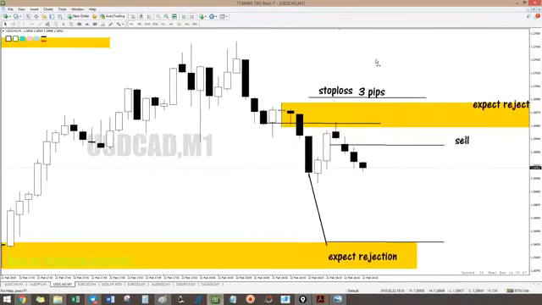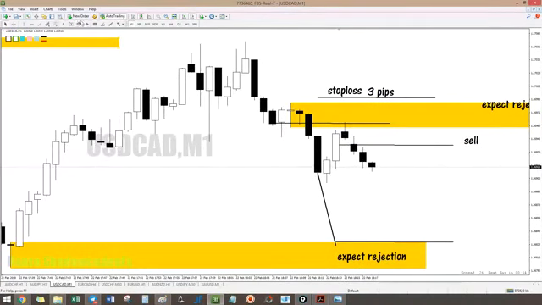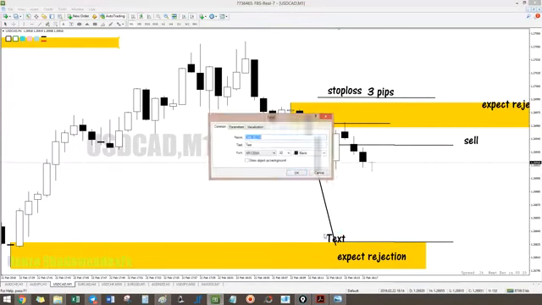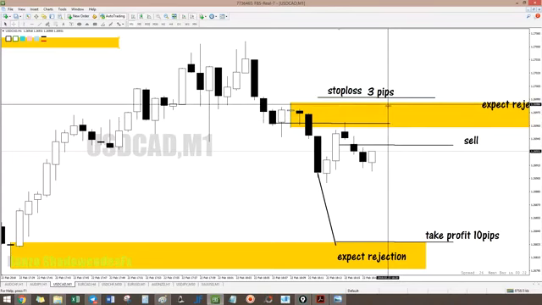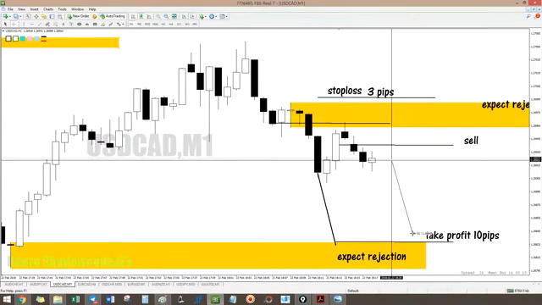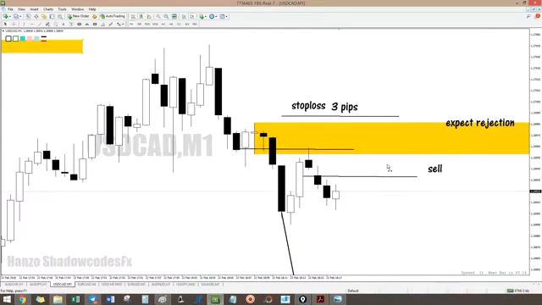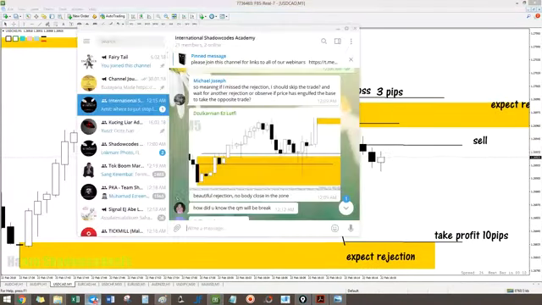Take profit 10 pips. So you are expecting price to go here. If you are losing, you only lose 3. But if you are in profit, you will get the 10 pips. So is there any other question?